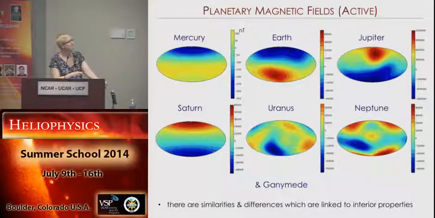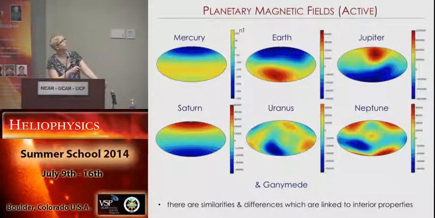Uranus and Neptune have very multipolar fields, so very different from the other planets. The dipole is not a dominant structure in the magnetic field of Uranus and Neptune.